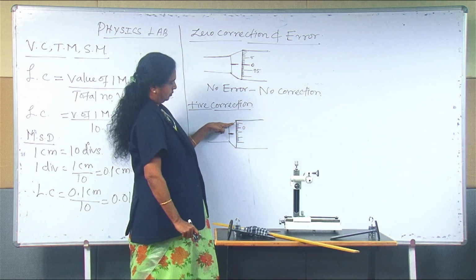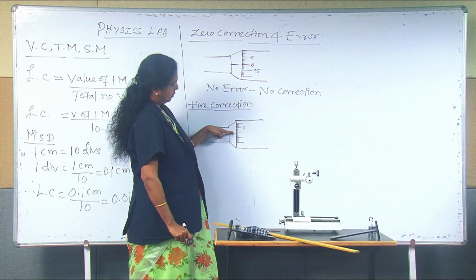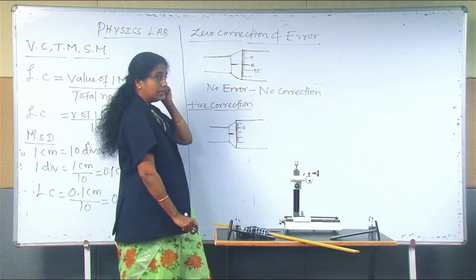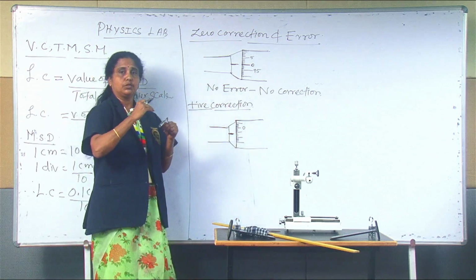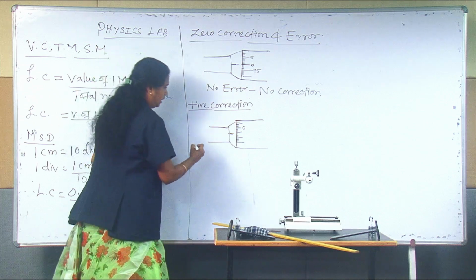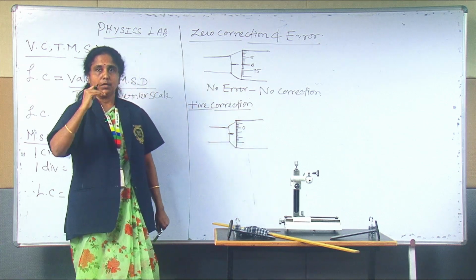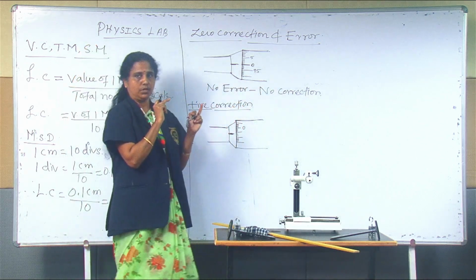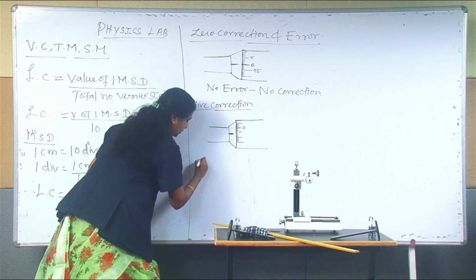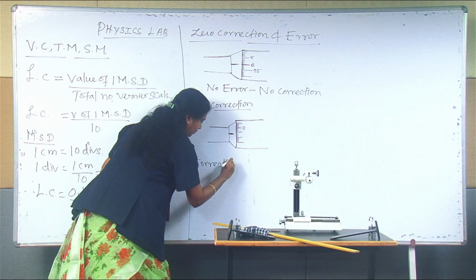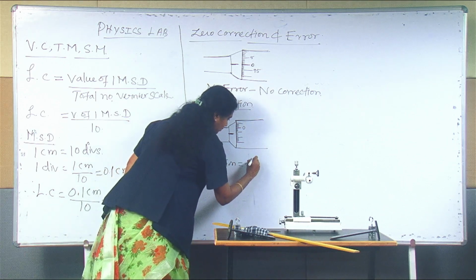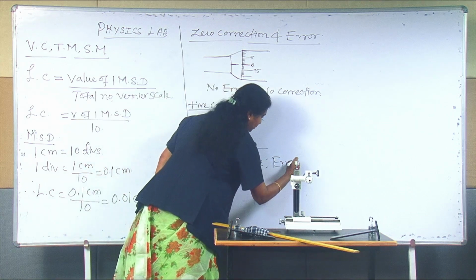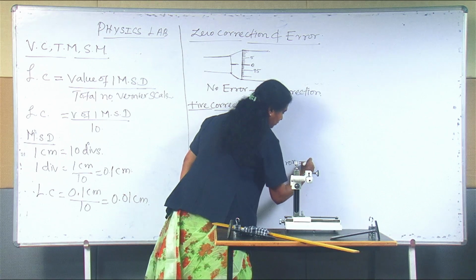So here look at this. The 0 lies above the horizontal line of the pitch scale. In such cases, if the 0 comes above the horizontal line of the pitch scale, the correction is above, and remember, above means positive correction, and correspondingly the error will be negative, opposite to the correction. So the correction is positive and the error is negative.